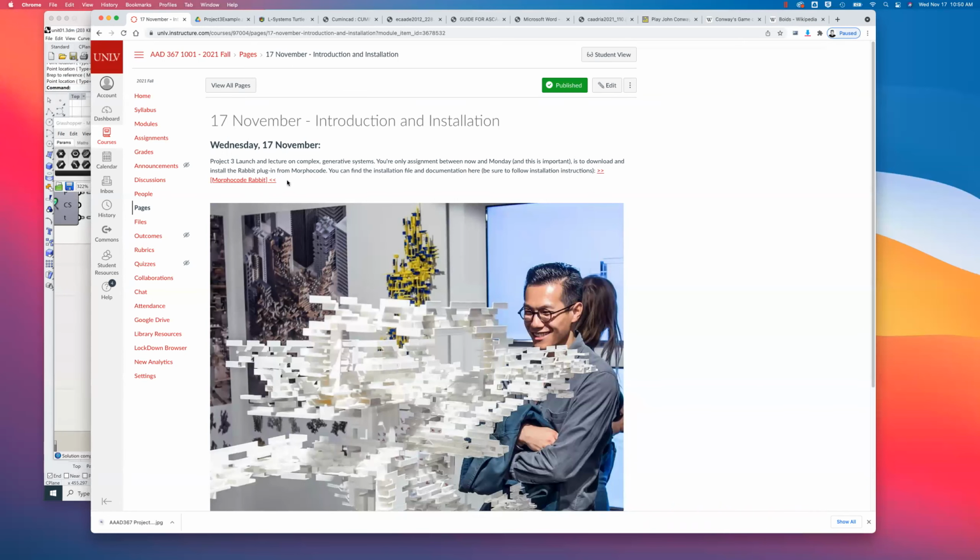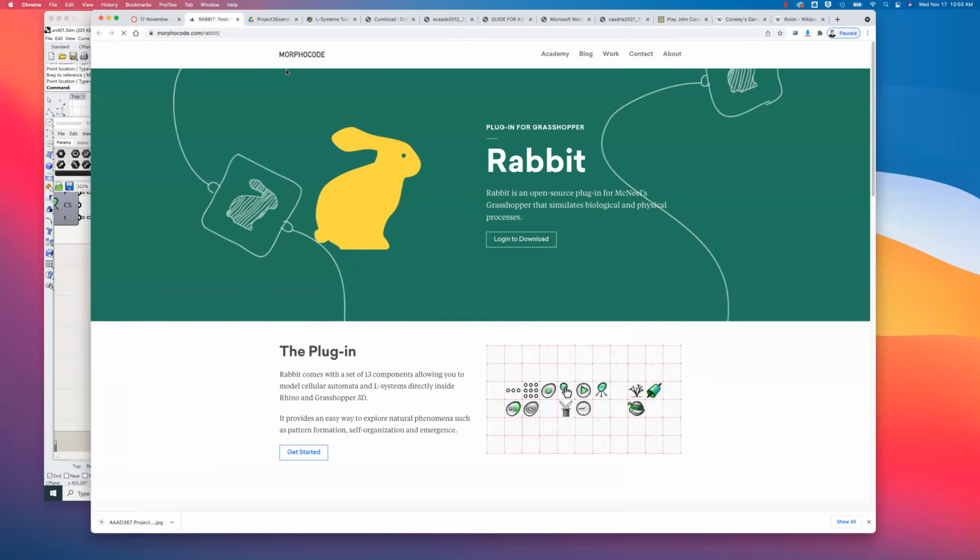All right, your only outside assignment for this class for the rest of the semester is to visit this link to Morphocode's website and download and install the Rabbit plugin for Grasshopper. I believe it works for both the Windows and Mac version of Grasshopper.